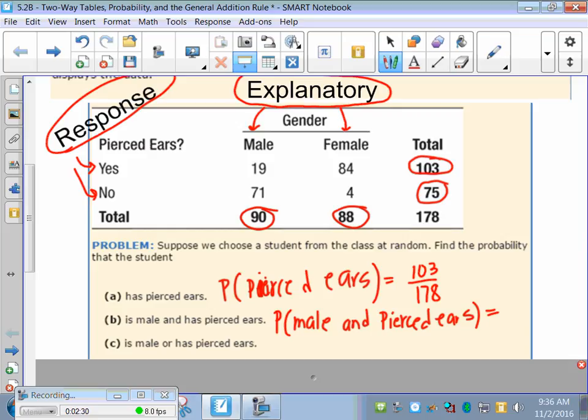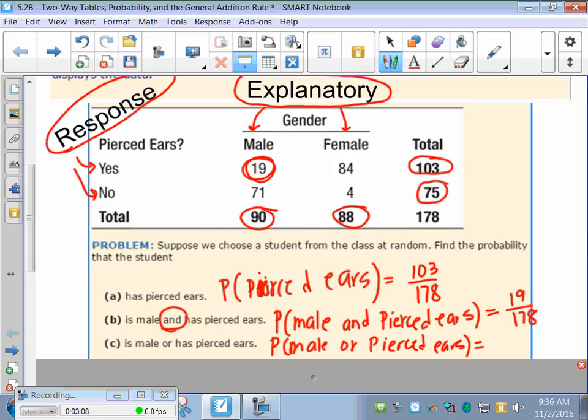David O, how many are male and have pierced ears? Good. 19 out of 178. So this number represents both of them happening at the same time. And this is the big concept of the day. Is male or has pierced ears. We did the and, that's both occurring at the same time. Now we are doing the or. So the probability, male or pierced ears.